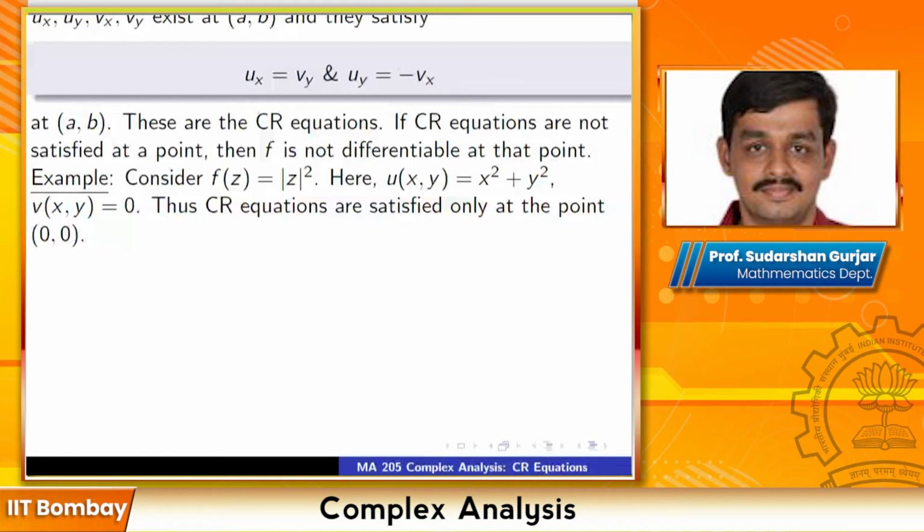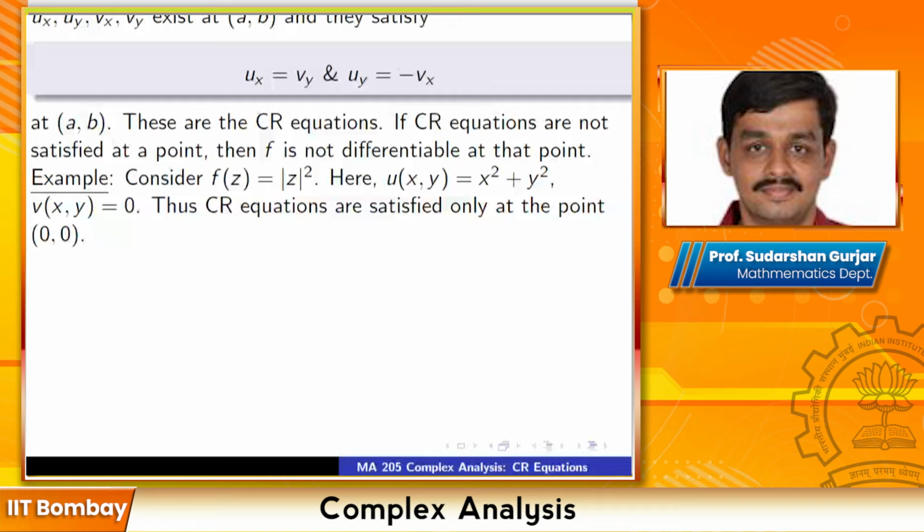So these are the Cauchy-Riemann equations. Very simple derivation and a straightforward consequence of the limit along the x-axis and y-axis being equal. And if Cauchy-Riemann equations are not satisfied at a point, then f is not differentiable at that point. If it is differentiable at the point, then Cauchy-Riemann equations have to be satisfied. Therefore, the equivalent statement is: if Cauchy-Riemann equations are not satisfied, the function is not complex differentiable at that point.